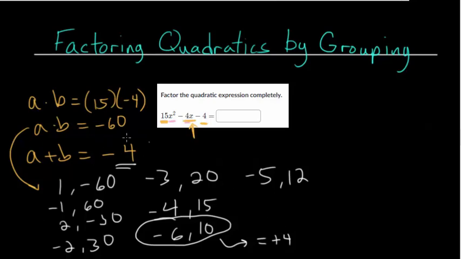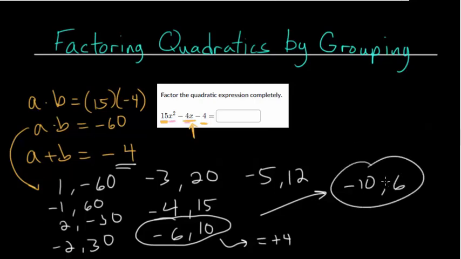But we're looking for negative 4. So if we switched the negative signs here with minus 10 and positive 6, then this is really the one that works for us, because minus 10 plus 6 does give us minus 4, which is what we're looking for. So we found the 2 numbers that we needed to break up this minus 4x term.